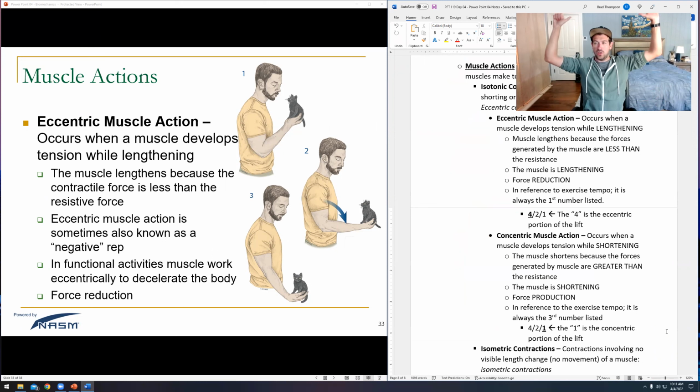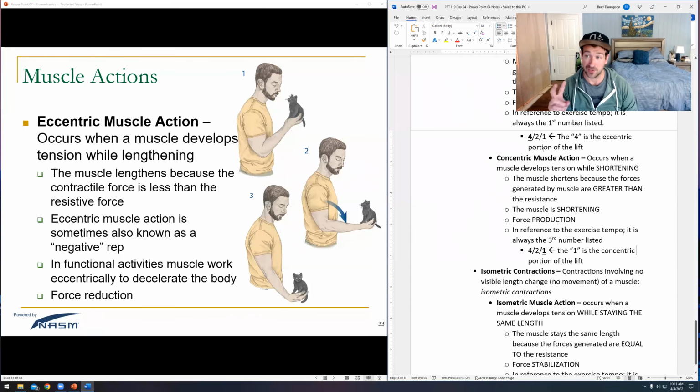1, 2, 3, 4. You can see how much slower the lowering is, okay? So that's eccentric. Now, the opposite of eccentric is concentric. Concentric occurs when the muscle is shortening. This is the pulling action. This is probably what you think of when you think of a muscle contracting. Technically, all 3 of these are contractions, but this is the traditional version that we usually think of, right? This occurs when the muscle is shortening.